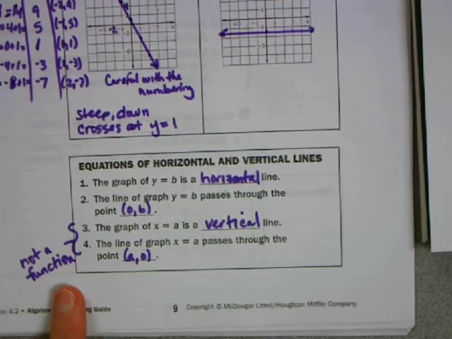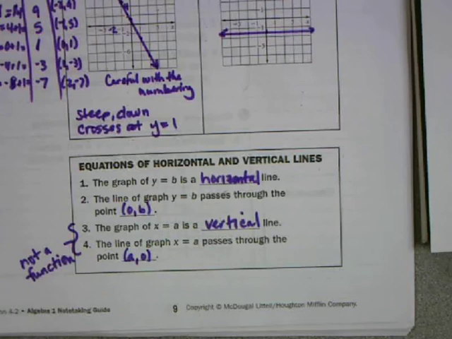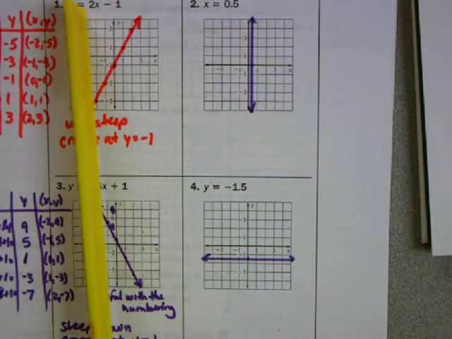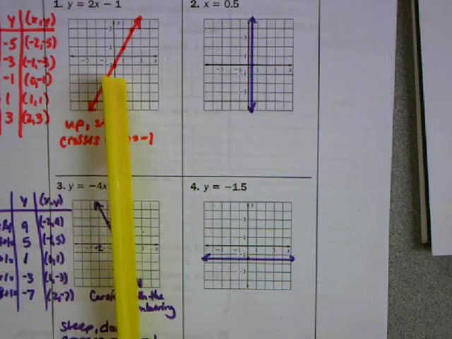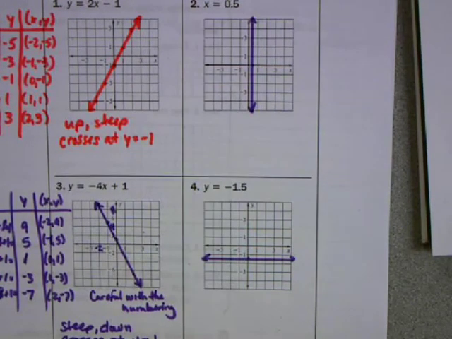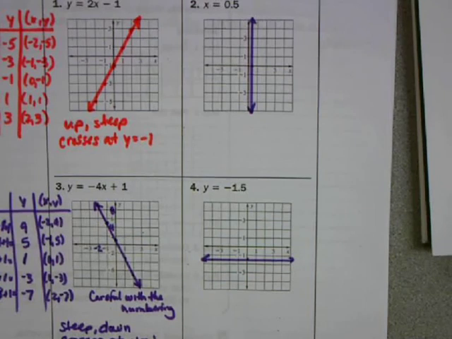And I just wanted to point out that these are not a function. Okay, the ones that are a vertical line, because they would not pass the vertical line test. Remember that vertical line test? So this is a function, this one down here is a function, but look at this guy. Every number hits right there at the same time, so that's not a function.